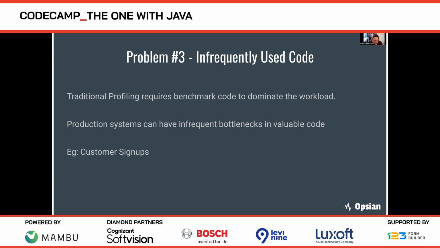Problem 3, infrequently used code. So this is perhaps a trickier one to understand. So traditional profiling basically says, have a benchmark. That benchmark should dominate the workload, and then we can see what the bottleneck is for that benchmark. Production systems tend to be a little bit different from that. They often have code that is very valuable, but isn't necessarily used all the time. And you want that valuable code to be fast, but if it's infrequent, how do you look at that prod data and see from the prod profiling data what's going on?